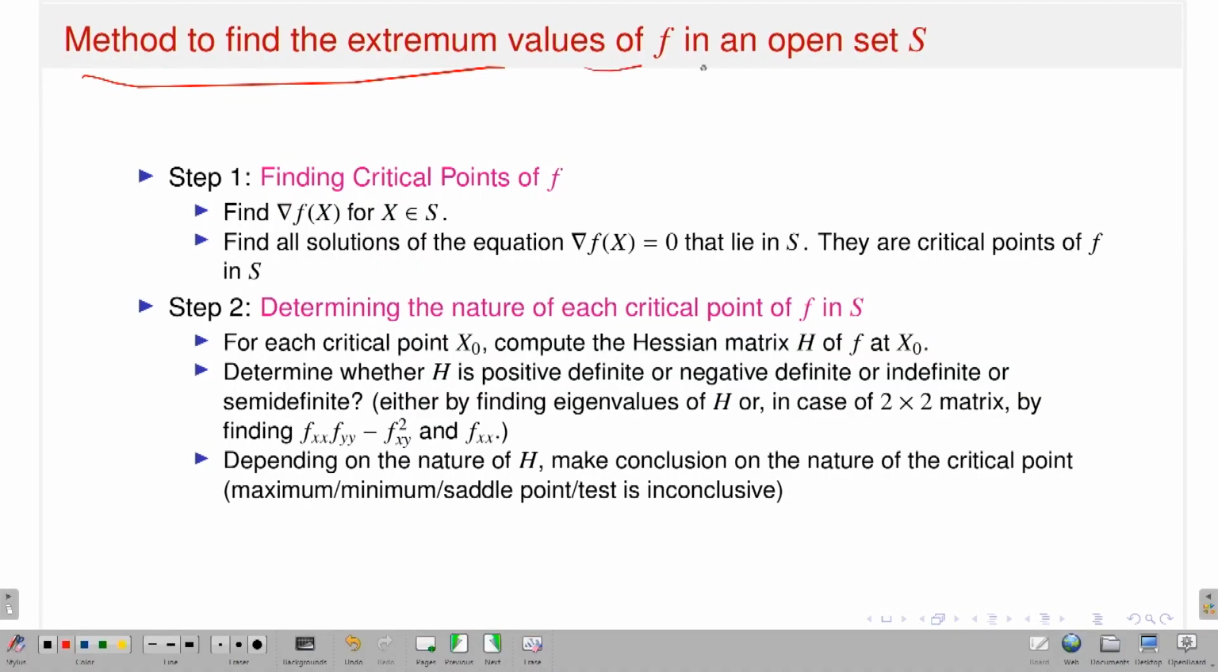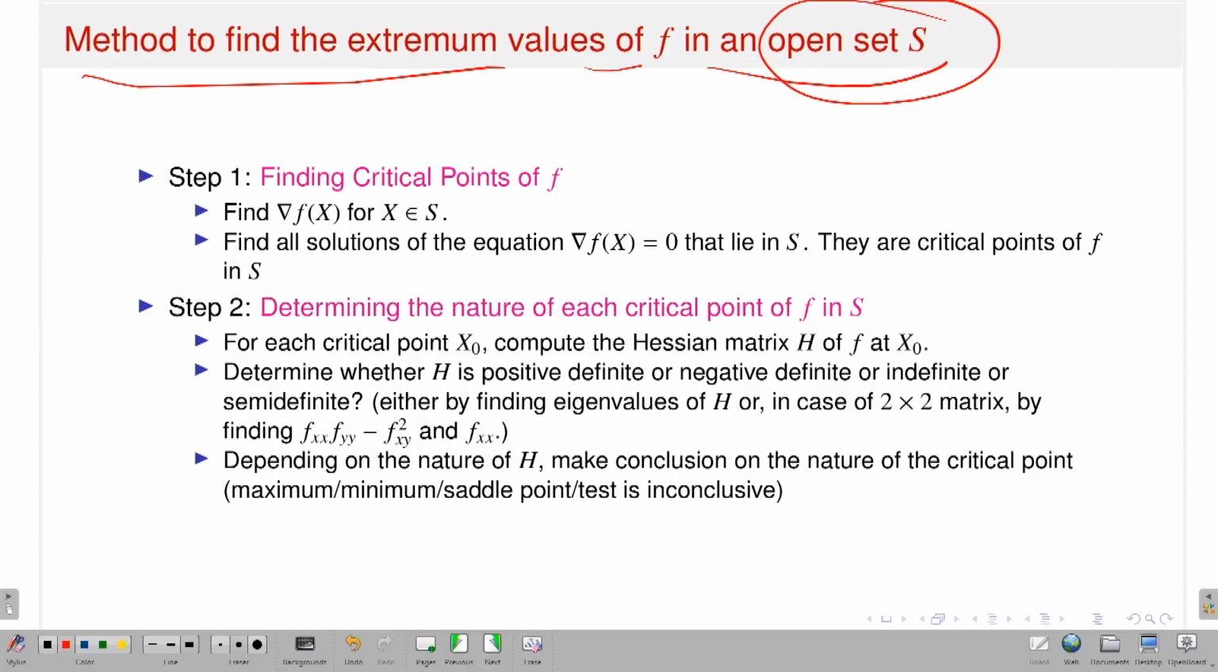I will talk about a few examples, then you will see how I can conclude for a given function. If I ask you to find the existence of a local maximum or local minimum or local extremum at some point, then how to proceed. That is exactly what I have written: the method to find extremum values of f in an open set. This is very important, open set. So, if I have a function f defined from some open set S to R, then which method should I follow? If I go in this way, then I can talk about the existence of a local maximum, local minimum, or a saddle point, whatever it is.